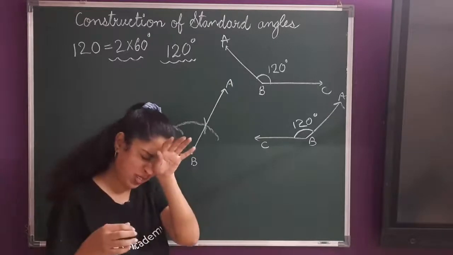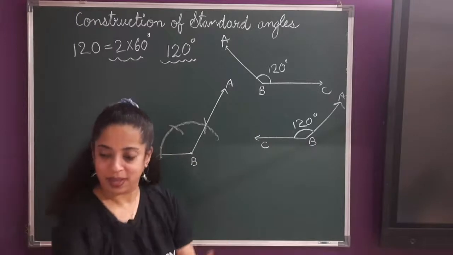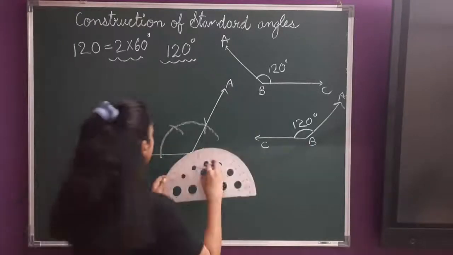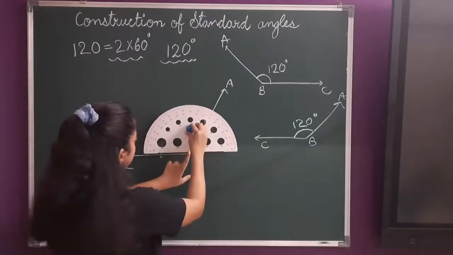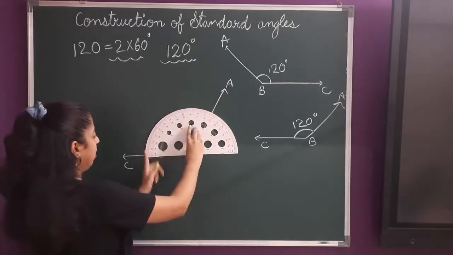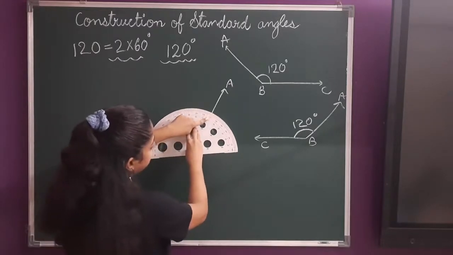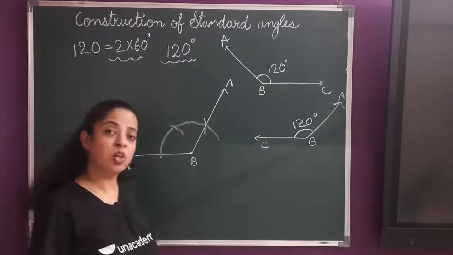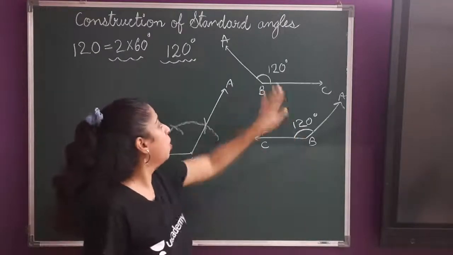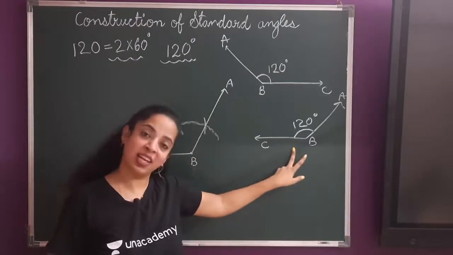The chalk has entered my eyes. Now let's measure this. Keeping this 0 at B, I will read from the upper scale, because 0 is on the upper scale. From 0, this is exactly 120 degree, my dear children. So you also now pause the video, draw both this type and practice really well.